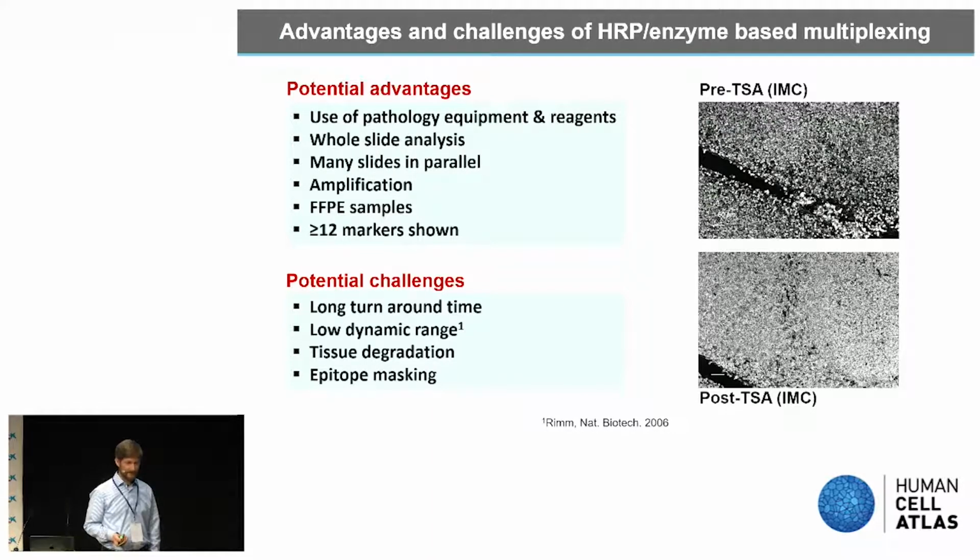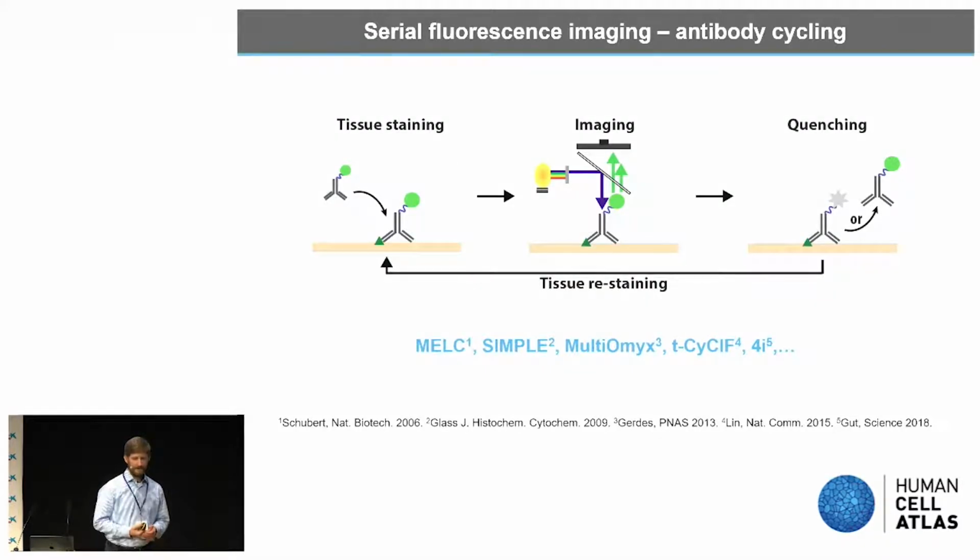What are the potential challenges? So there's a fairly long turnaround time. Typically, the throughput is 1 marker per day. The dynamic range of immunohistochemistry is really low, so it's really not a quantitative method. Tissue can degrade. For example, here we tried to do imaging mass cytometry after one of these methods, and you can see these are the nuclei, how they are destroyed after several rounds of this imaging approach. And we also found that there can be masking of epitopes. So then a second approach is based on fluorescent labeled antibodies.